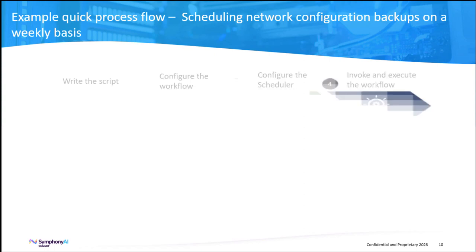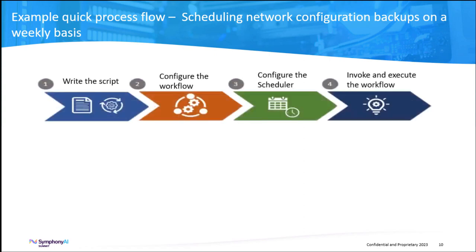Let us see a quick process flow of the automation scheduler example. The network team needs to run an automation scheduler on a weekly basis to get the network configuration backup on a weekly basis. So how can we achieve that? This will be achieved by 4 simple steps. First, write the script. Second, configure the workflow. A workflow comprises conditions and actions. Then we configure the scheduler and define the name and basic details. Lastly, the configured scheduler invokes and executes the configured workflow internally when the defined conditions are met.